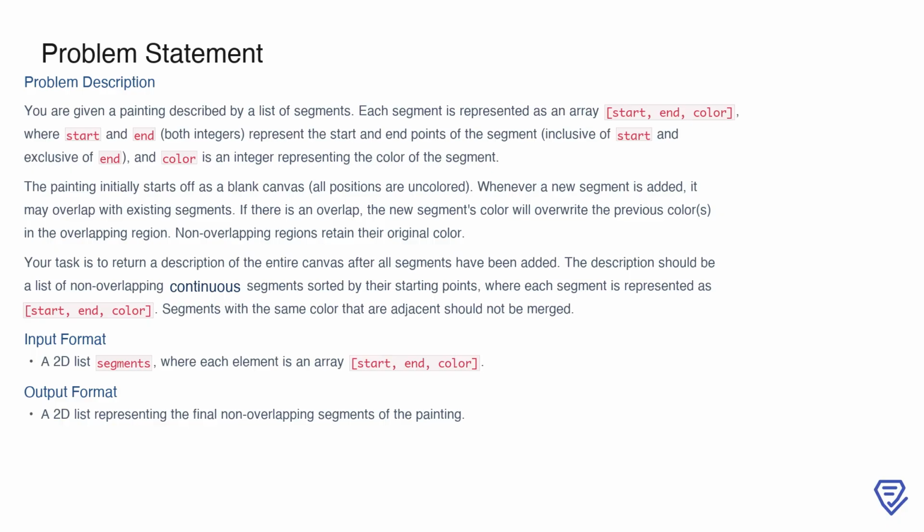Your goal is to return a concise description of the final painting, where the canvas is represented as a series of non-overlapping, continuous segments sorted by their starting points. It's important to note that even if two adjacent segments share the same color, they should remain separate and not be merged in the output.